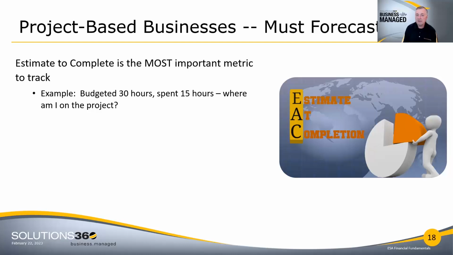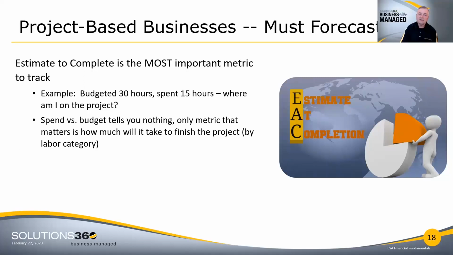You could be ahead. In other words, you could only have 5 more hours to go, in which case you're not 50% completed, you're 90% completed. Or you could have 30 more hours remaining. You've already spent 15, but you have 30 to go. You're not close to 50%. Guess on my math here, you're 33% completed. And so what I have spent is not a reliable indicator of the performance of the project. What matters is how much is it going to take to finish the project.